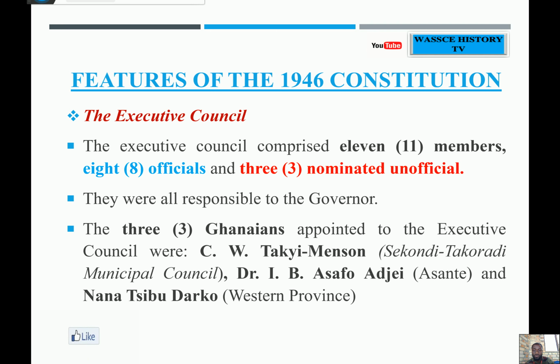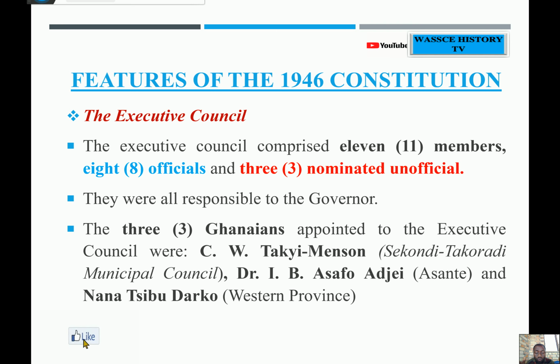Now, the three Ghanaians who were actually nominated to be part of the Executive Council were, of course, W. Tekyi Mason, who was from Second municipality. We also have Dr. I.B. Asafo-Agyei, who was from Asante, and Nana Sir Tsibu Darko would, of course, represent the Western Province. And so we find that it is the first time we have seen a Ghanaian or African representation in the Executive Council, and this could be one of the strengths of the 1946 Constitution.